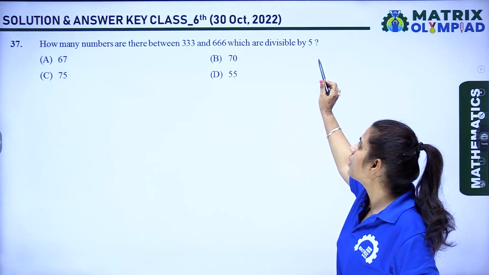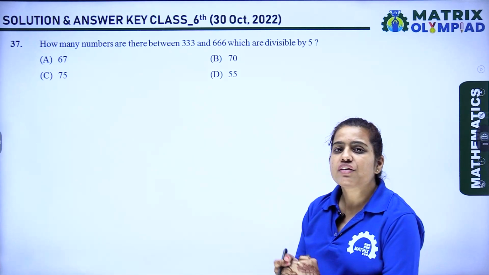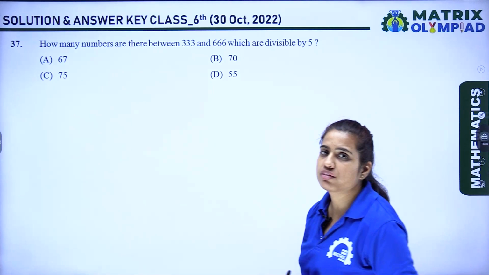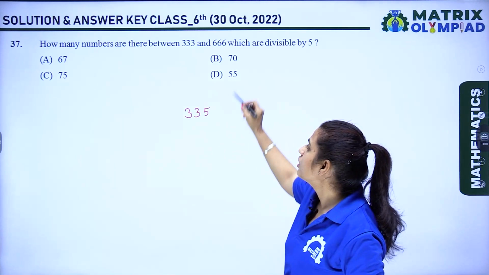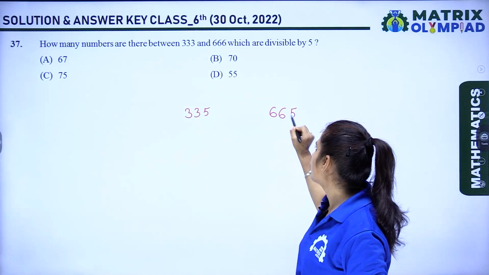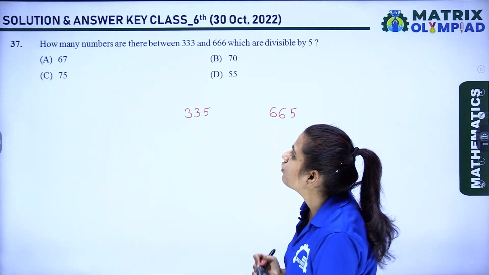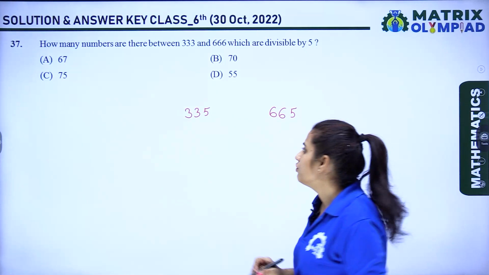Now the next question is, how many numbers are there between 333 and 666 which are divisible by 5? Now here we have to find out the numbers between 333 and 666 which are divisible by 5. So for the divisibility rule of 5, we can say that the first number will be 335 and the last number here is 665 which is divisible by 5. Now we have to find out how many numbers are there in between these two numbers. So first we are going to take the difference between these two numbers.